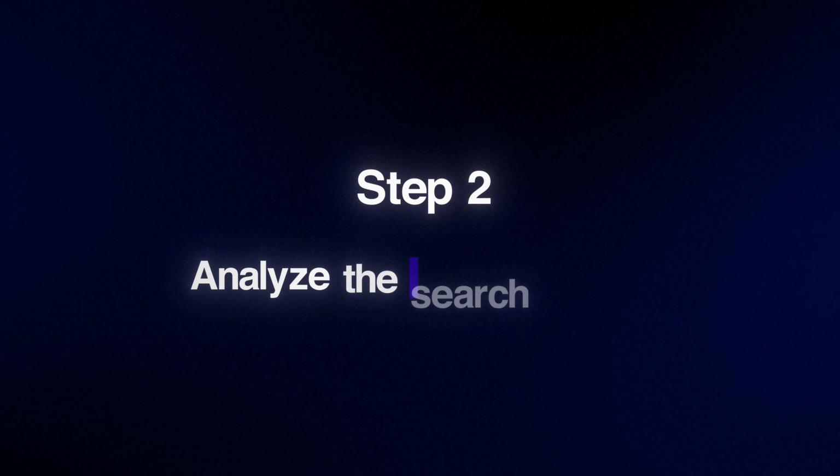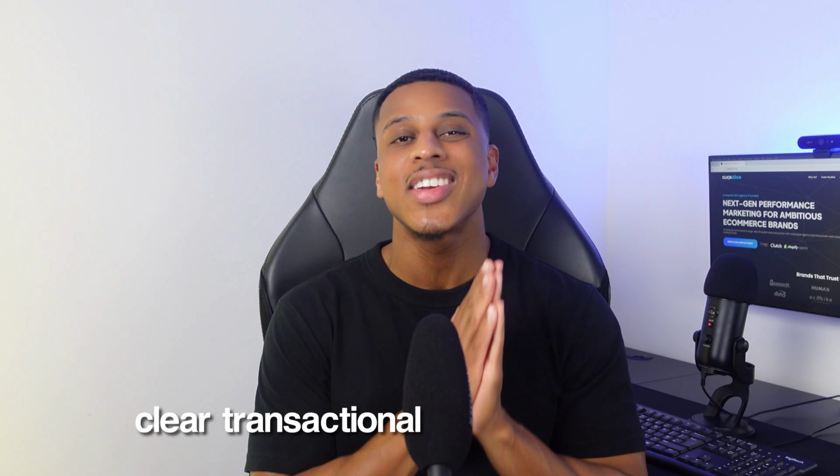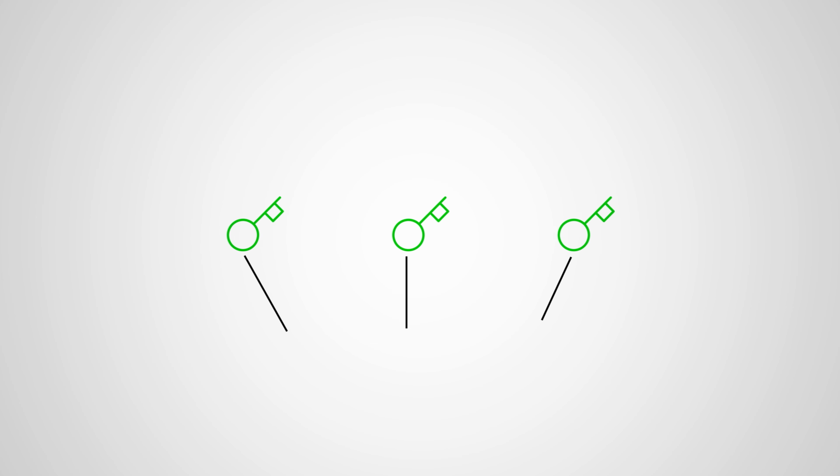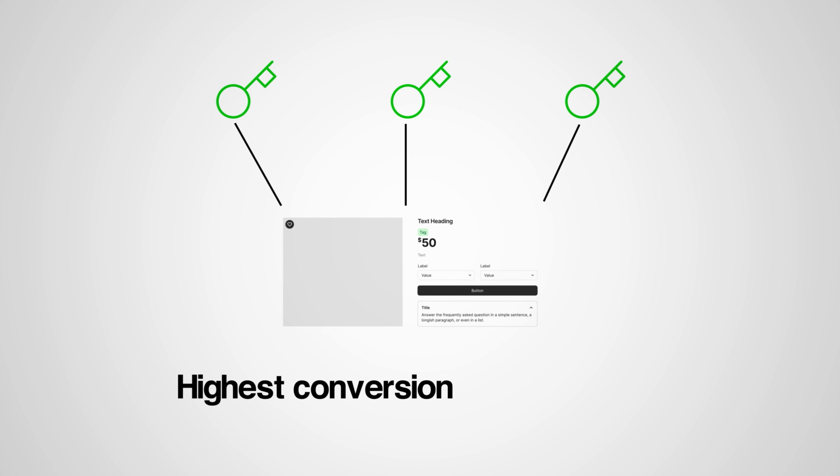Next up, you want to analyze the search intent. Remember, it's not just about targeting keywords with the highest search volume. You want to target keywords that have a clear transactional intent behind them. Get this wrong and you'll notice an increase in traffic, but not an increase in sales. This happens to so many brands out there. Once you've settled on the right keywords for your brand, you then need to map them to the right page to ensure the highest conversion rates possible.